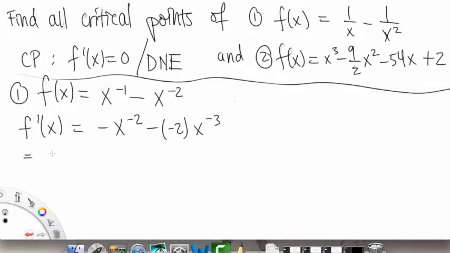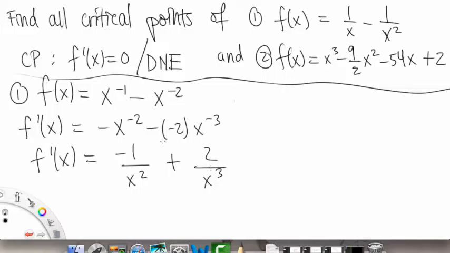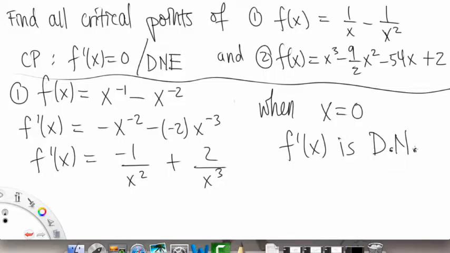So f prime of x is equal to negative 1 over x squared plus 2 over x cubed. Where does this equal 0? It can't really equal 0. But when you plug in x equals 0, we get zeros on the bottoms of our fractions. That means f prime of x is undefined or does not exist, so this is a critical point. For function number 1, we have x equals 0 as a critical point.